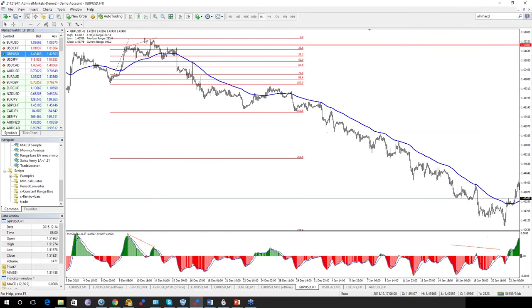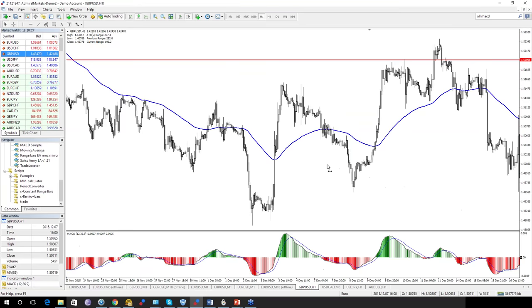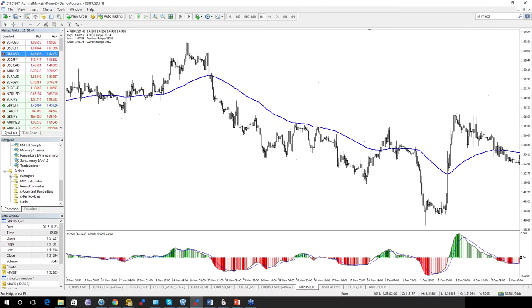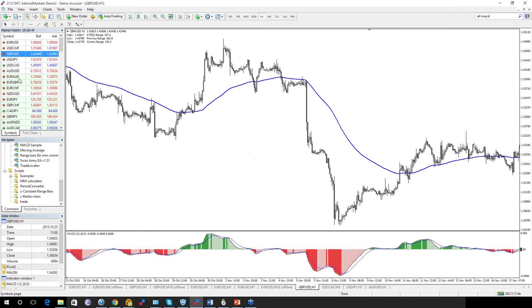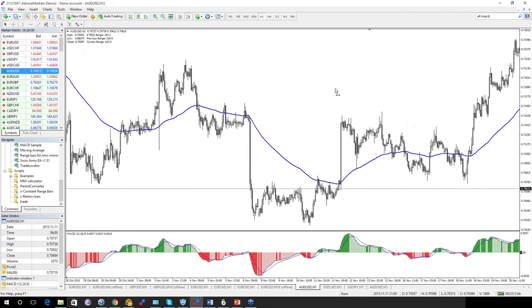Let's find other examples, guys. Okay, we will go again step by step. Okay, this is not divergence. Price up, oscillator up. So this is not a divergence. Let's go with Australian dollar, for example. Scanning through this. Okay, do we see a divergence here? Definitely, guys, there is a divergence. Look at this. A regular bullish divergence.